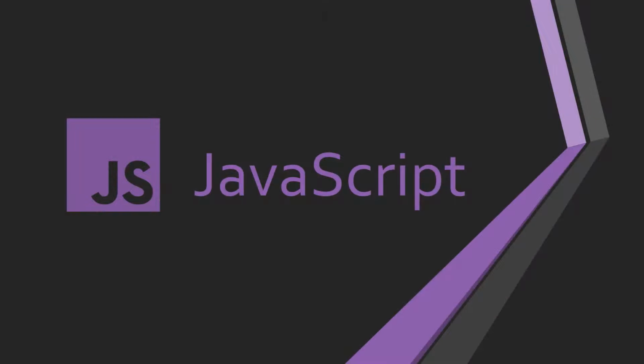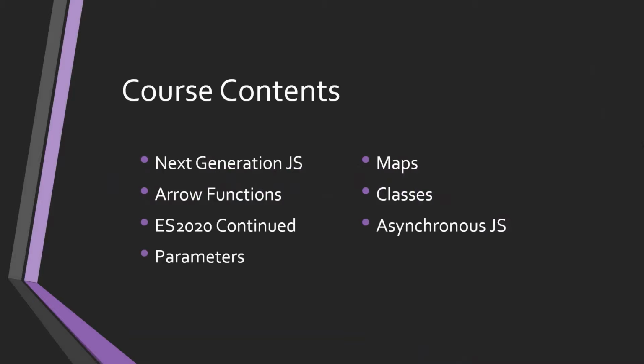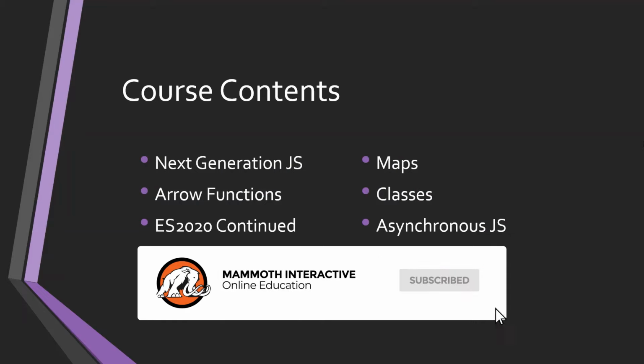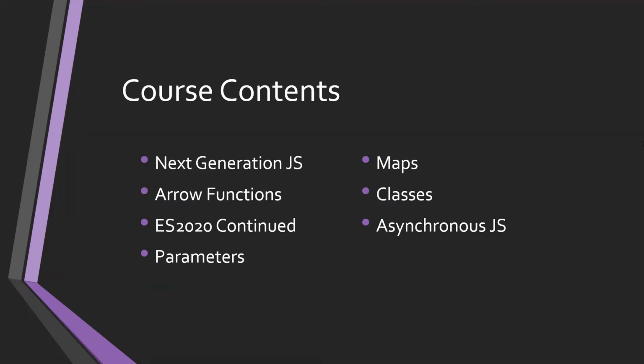Welcome to this course in Advanced JavaScript. Throughout this course, we'll go over quite a few topics. We're going to go over the next generation of JavaScript, in which we have a lot of interesting subtopics as well. We're going to talk about arrow functions that come with ES6, and how they make life a lot easier in some scenarios. And then we'll continue by talking about some ES 2020 features that came new with it.